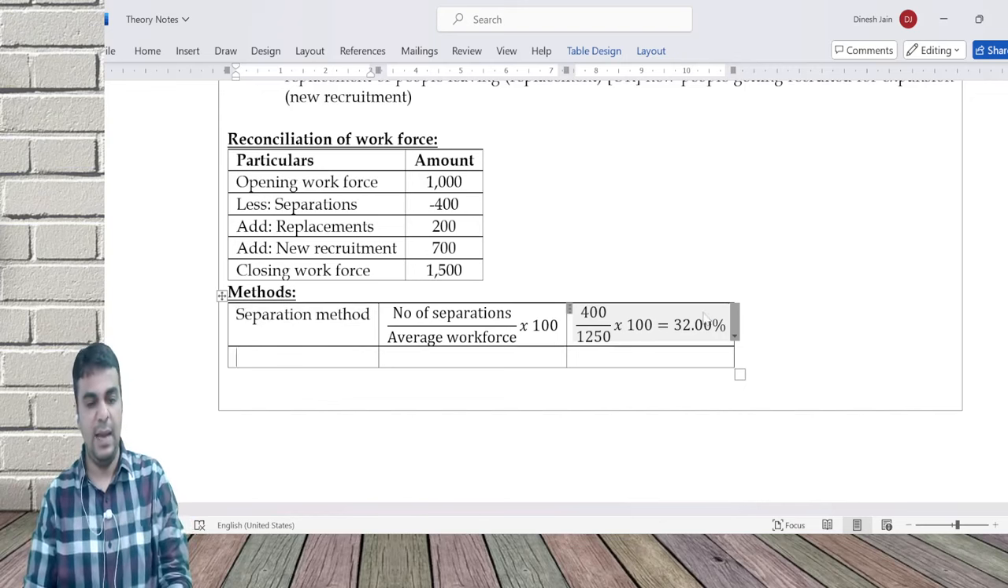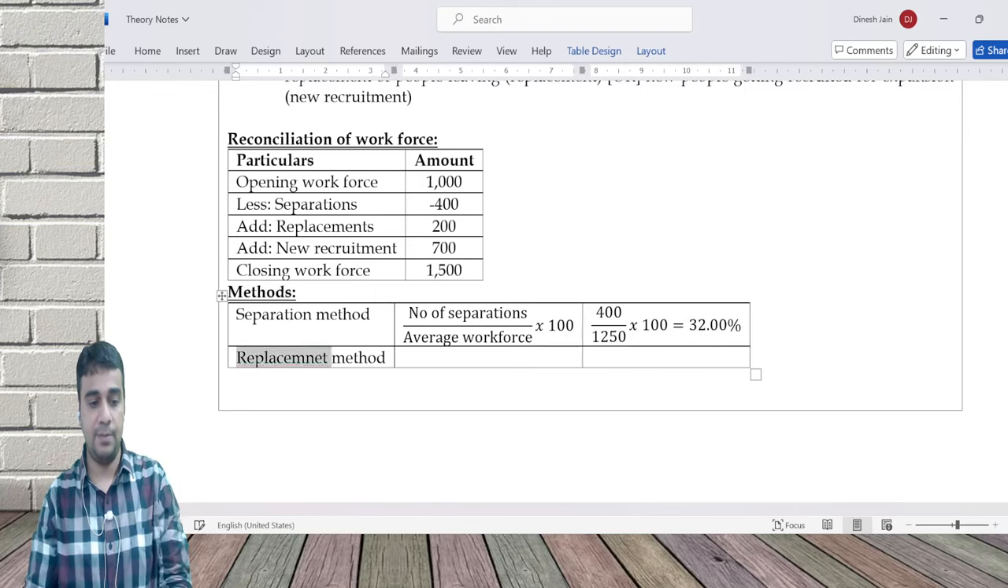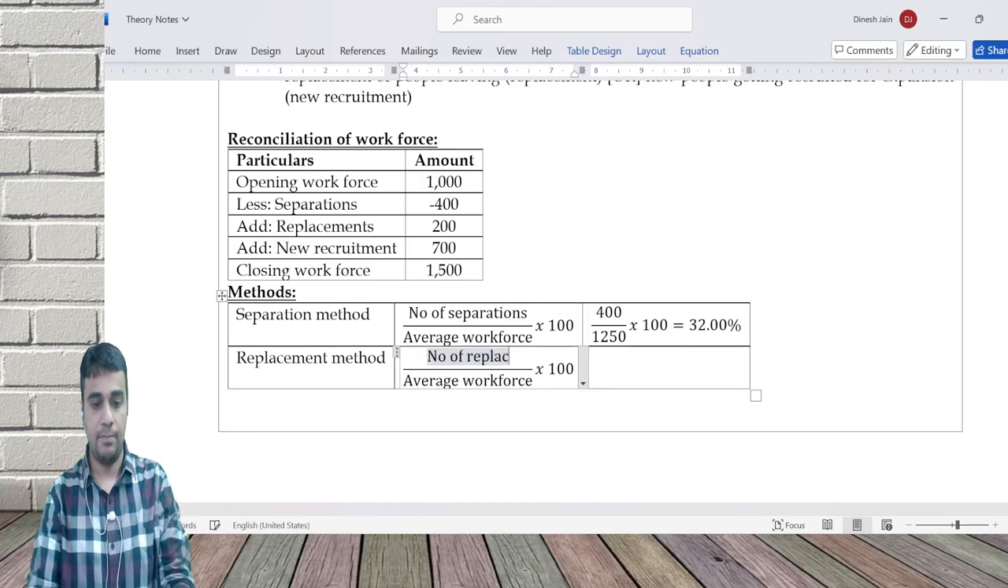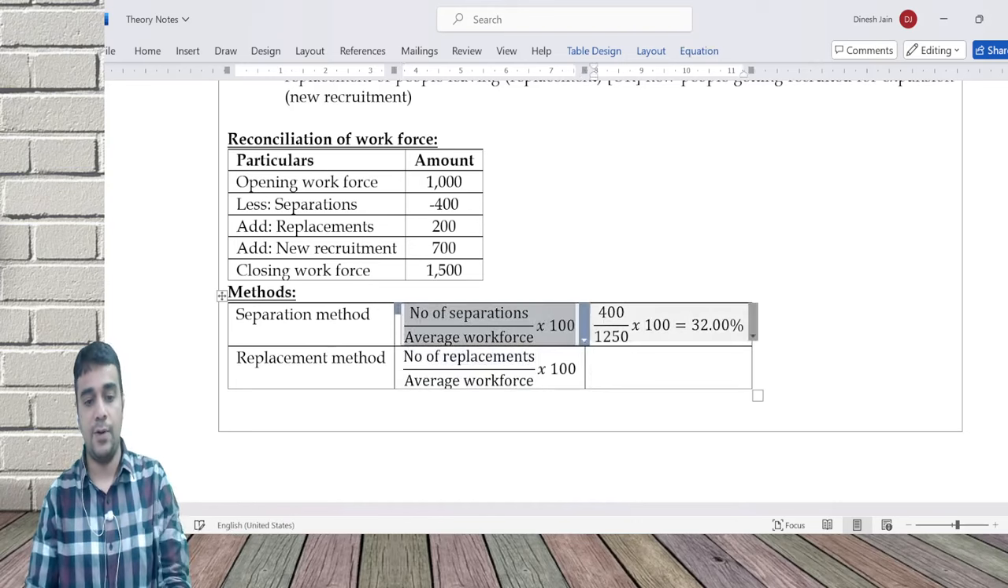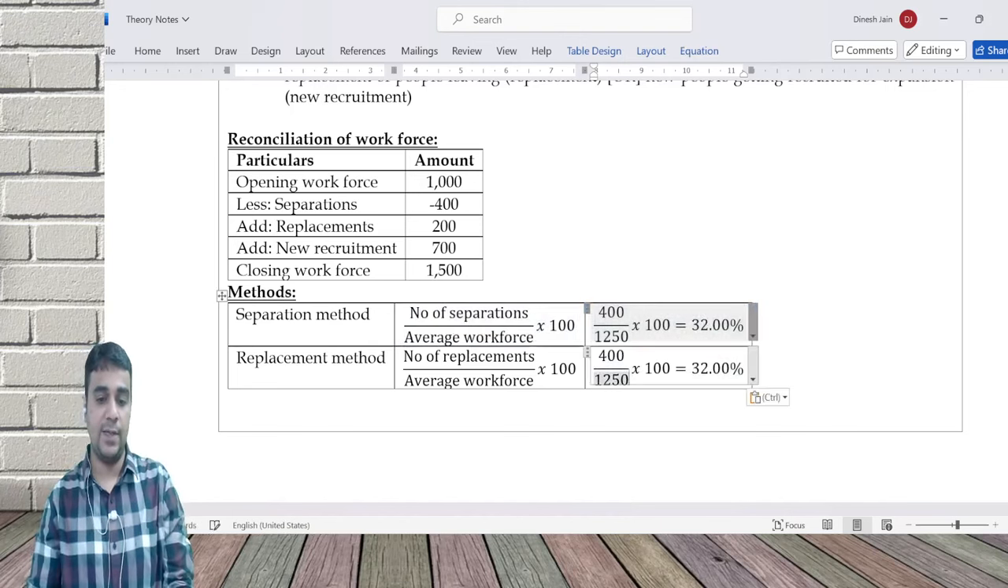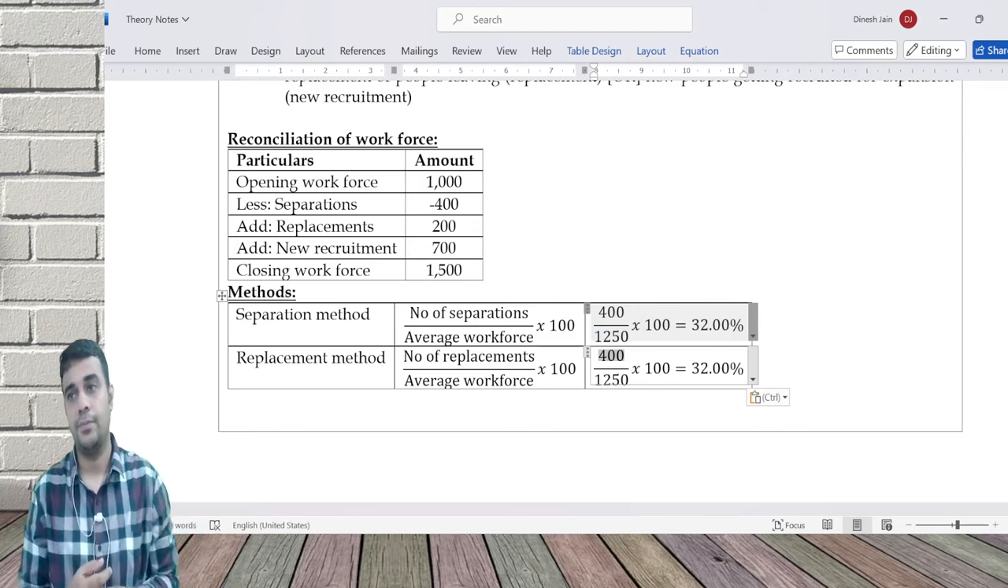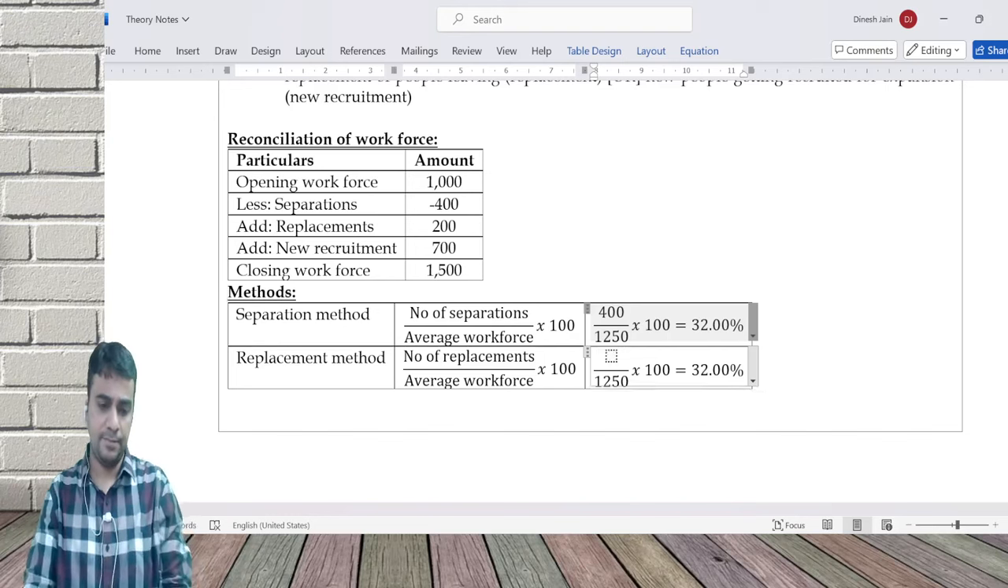Next, the name itself will tell: replacement method. Number of replacements by average workforce. How many replacements are there? Divide by 1250 into 100, how much?